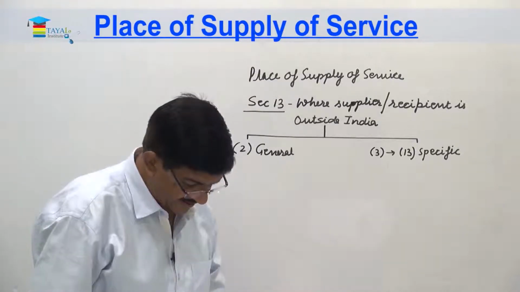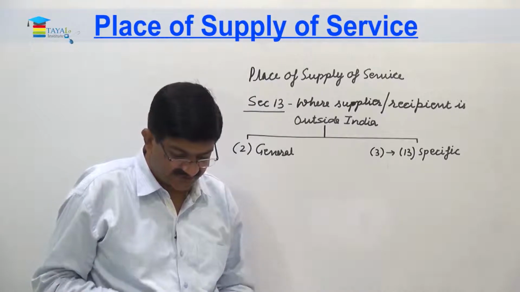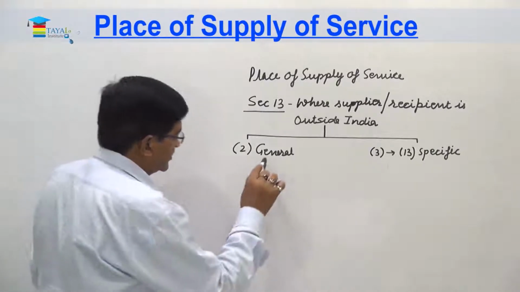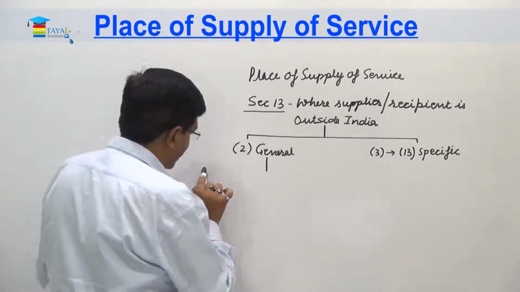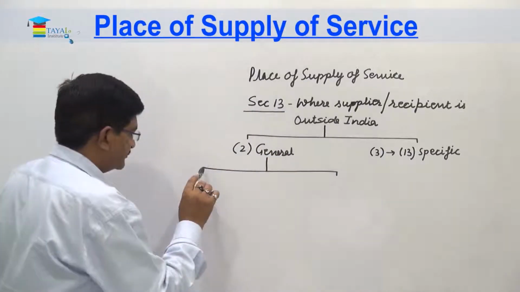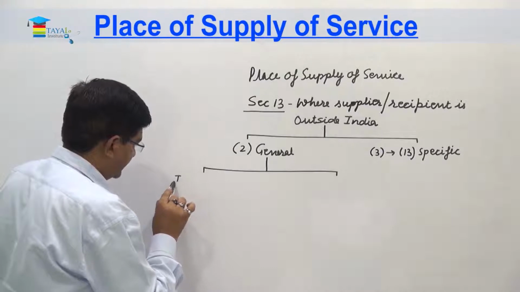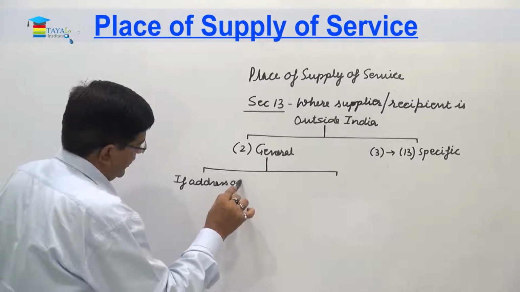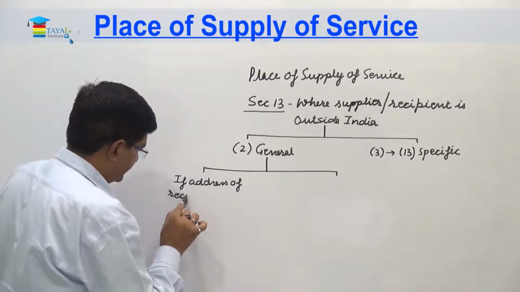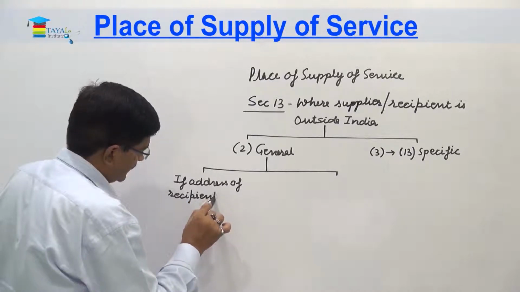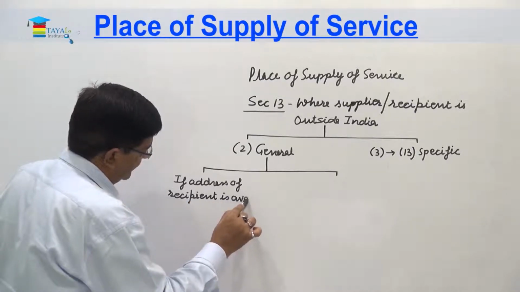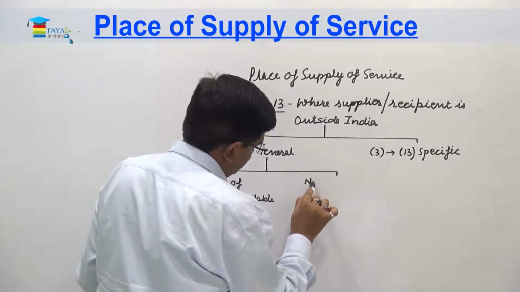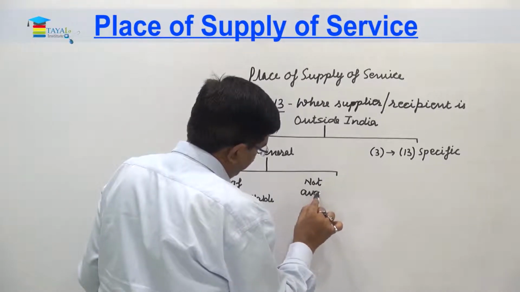Now subsection 2 says the place of supply, except the services specified in 3 to 13, shall be the location of the recipient of service. So in this general provision, again we can divide into two parts. If the address of recipient is available, or it is not available.